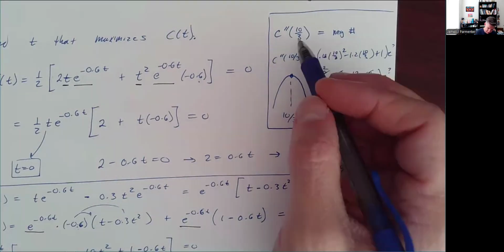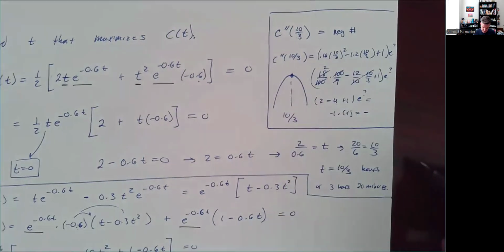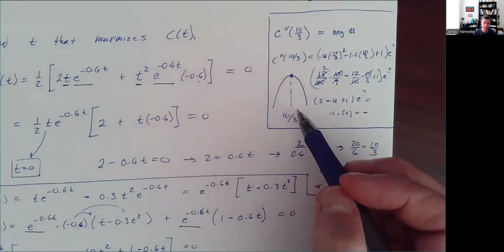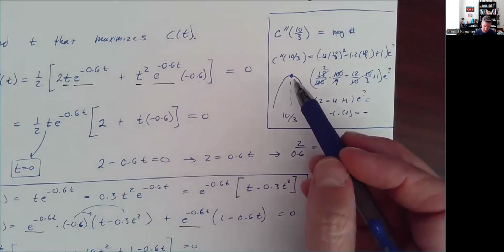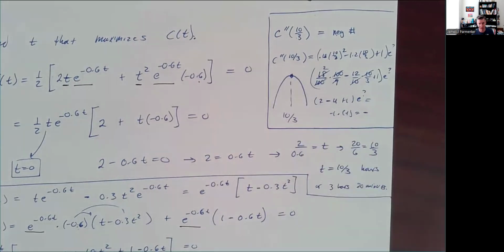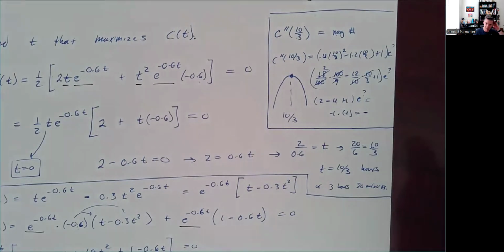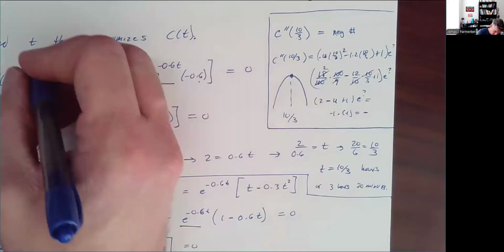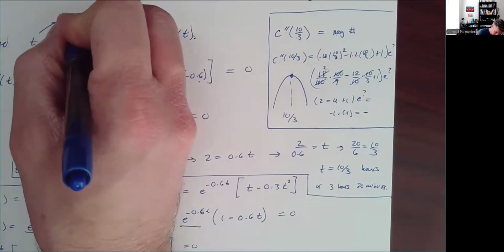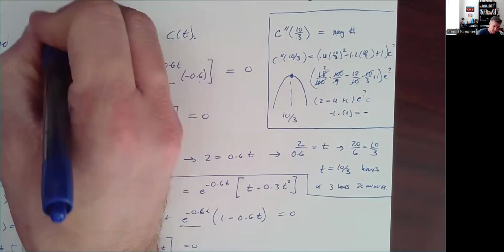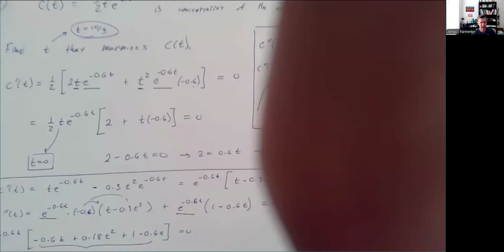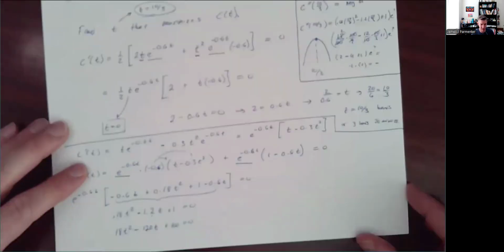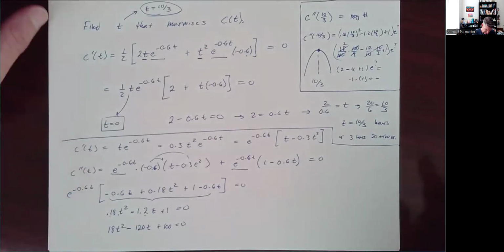So the second derivative at 10/3 is a negative number, which means it's definitely a relative maximum at that 10/3 value, as it should have been, right? Because the question said, find the value that maximizes C of t. So that number is t equal to 10/3 hours. Cool. All right. Back to the second question here, which is to find the inflection points.